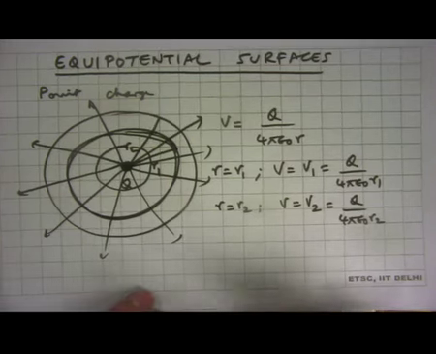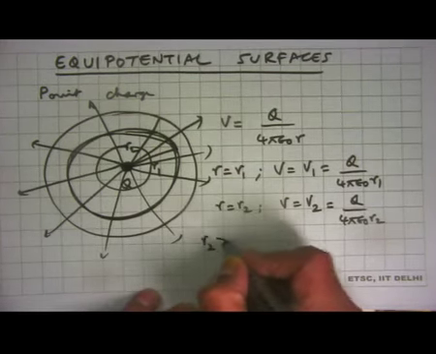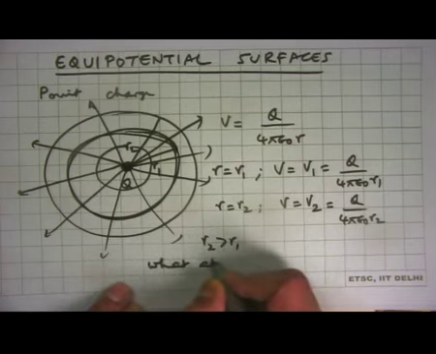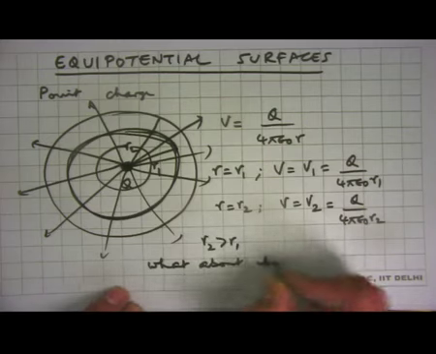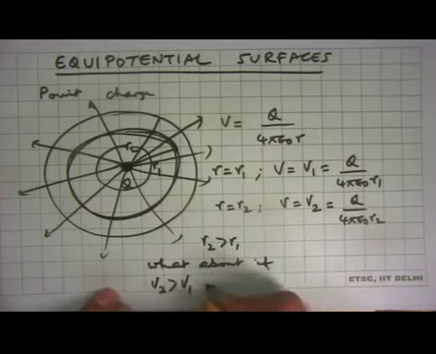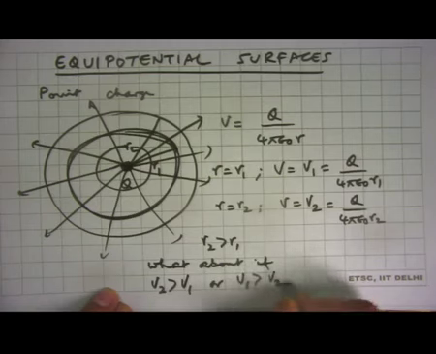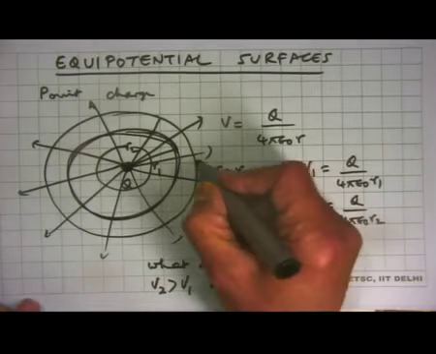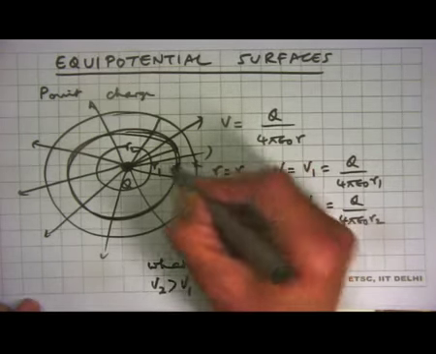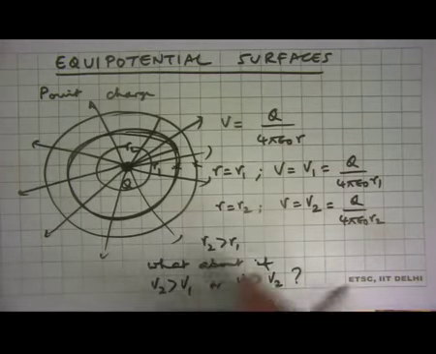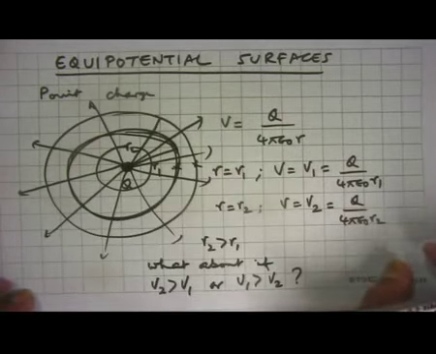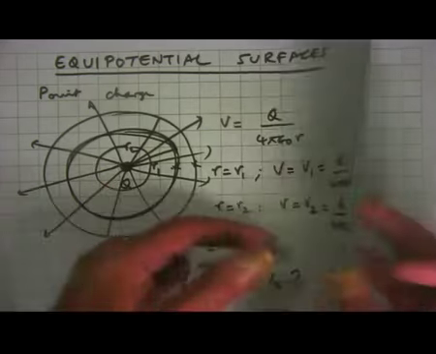So, I leave it to you to calculate: in this case R2 is greater than R1. What about if V2 is greater than V1 or V1 is greater than V2? Please think over it, which potential is larger? Is the potential here larger than here, or is the potential here smaller than here? I leave this problem to you to find out whether the equipotential surface with a larger radius is at a smaller potential or a higher potential, if I have a positive charge here or a negative charge, for example.